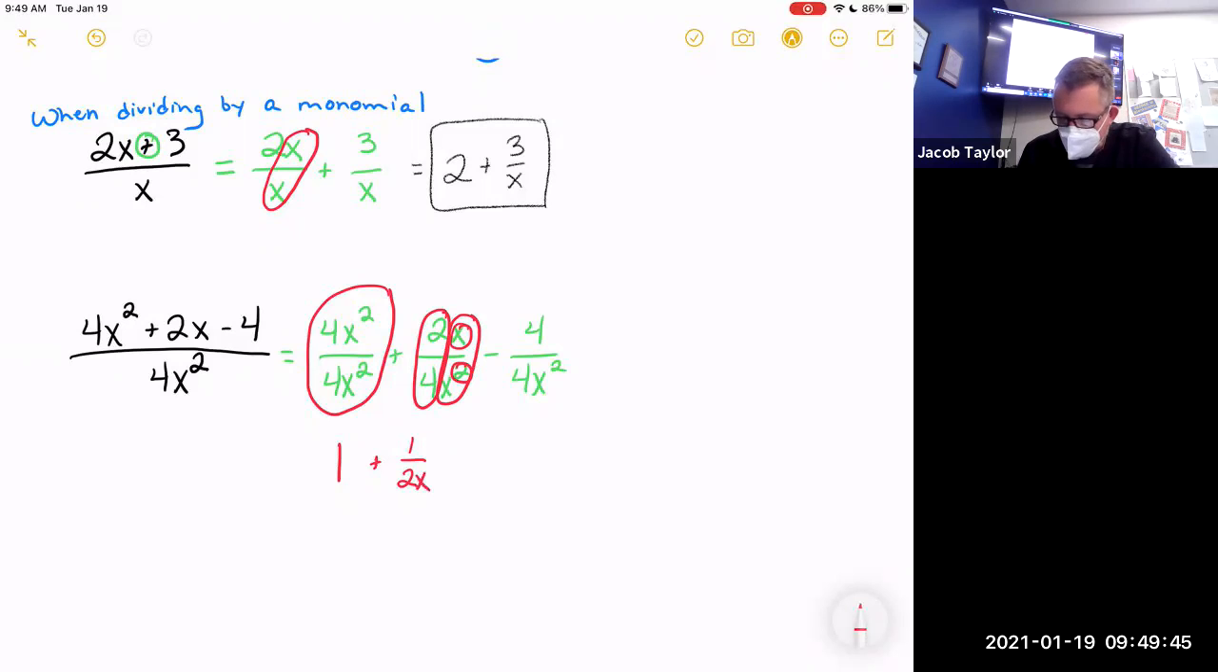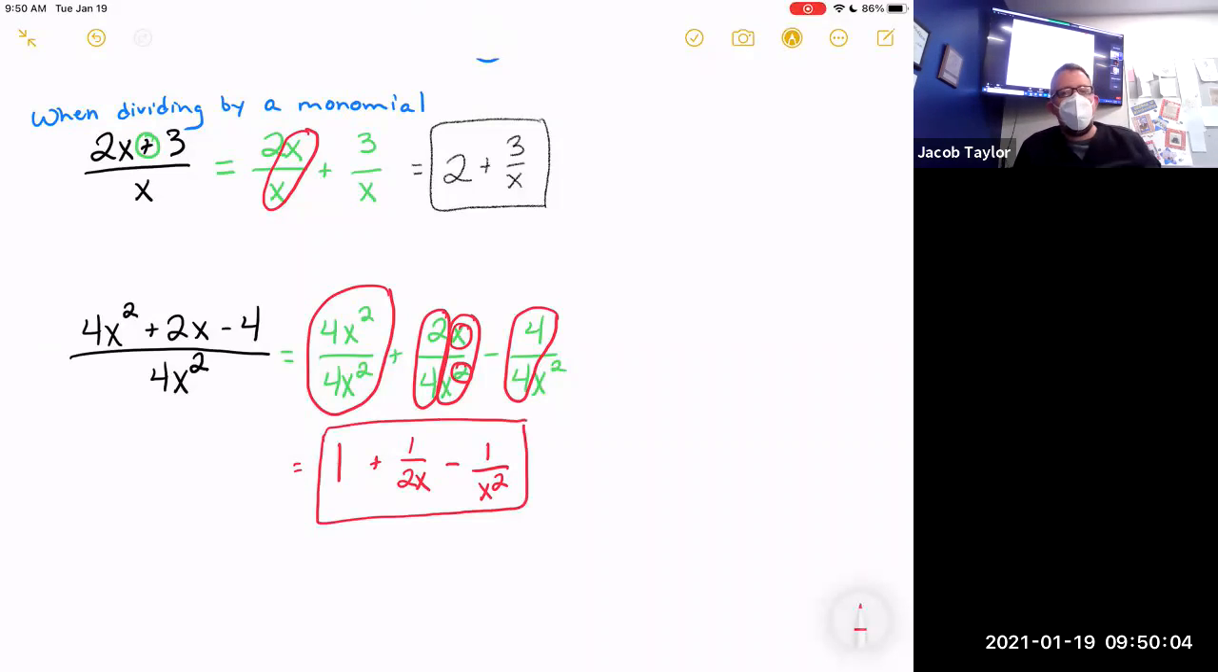Good. Minus, right? The 4 over 4 is 1, but the x squared is on the bottom of the fraction, so I have to leave it in the denominator. And there's our solution.